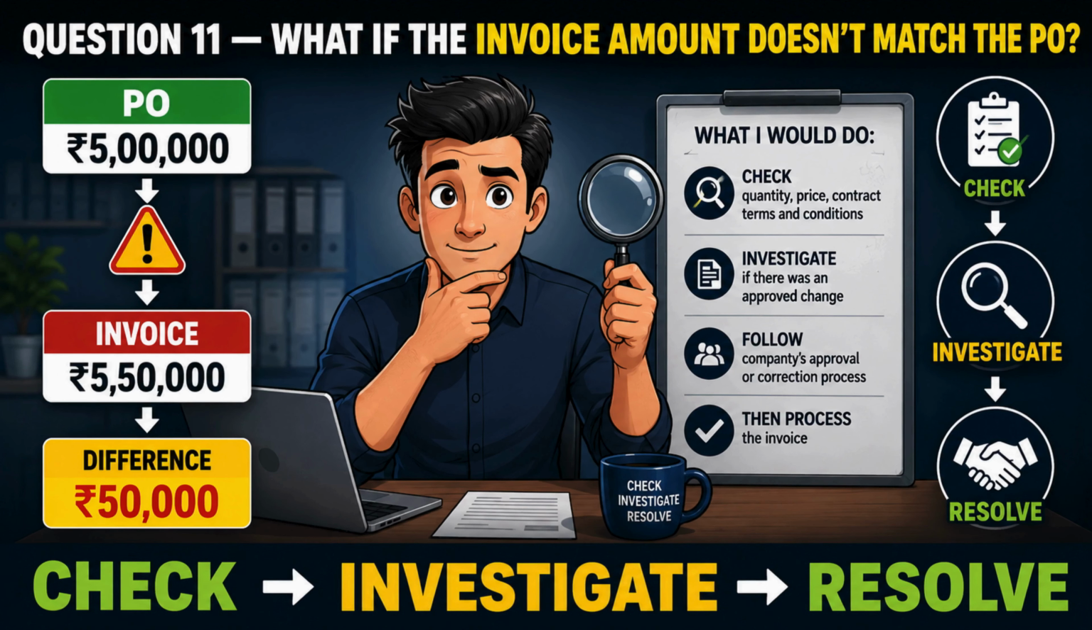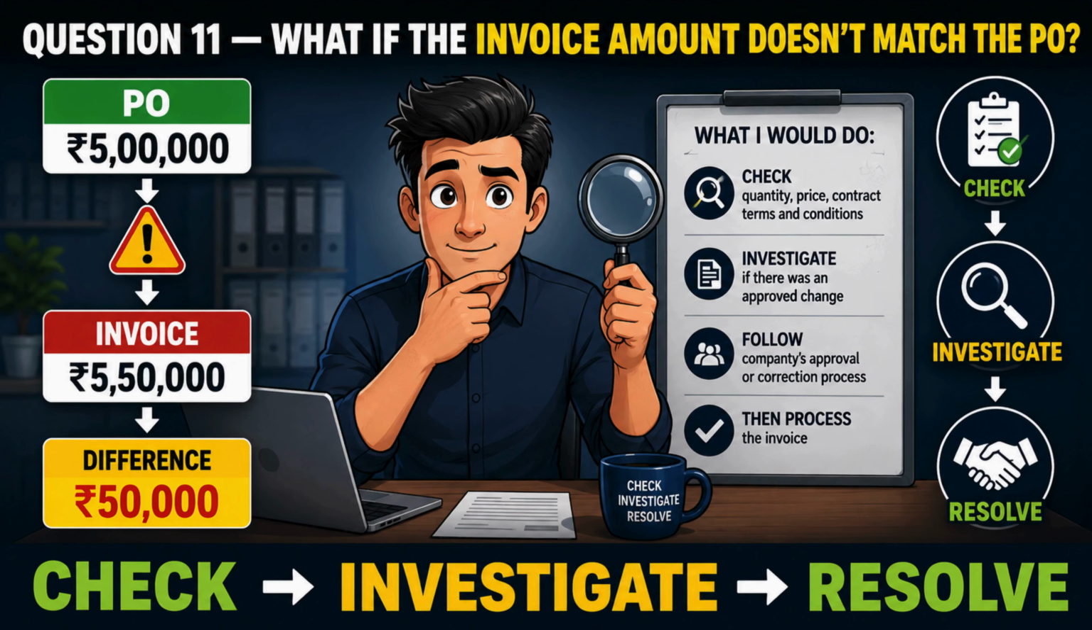Question 11. What if the invoice amount doesn't match the PO? Suppose the PO amount is 5 lakh rupees, but the invoice amount is 5 lakh 50,000. There is a 50,000 rupee difference. I would not immediately process or reject the invoice. First, I would investigate the quantity, price, contract terms, and whether there was any approved change. Then I would follow the company's approval or correction process before processing the invoice.